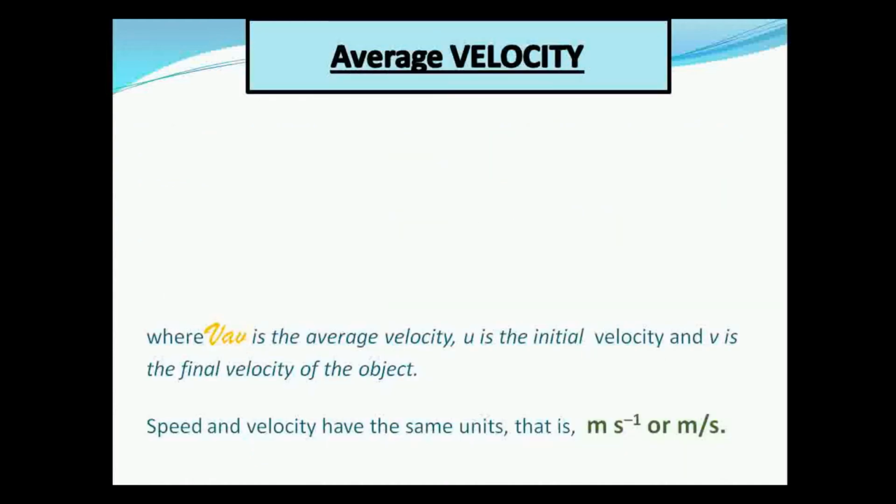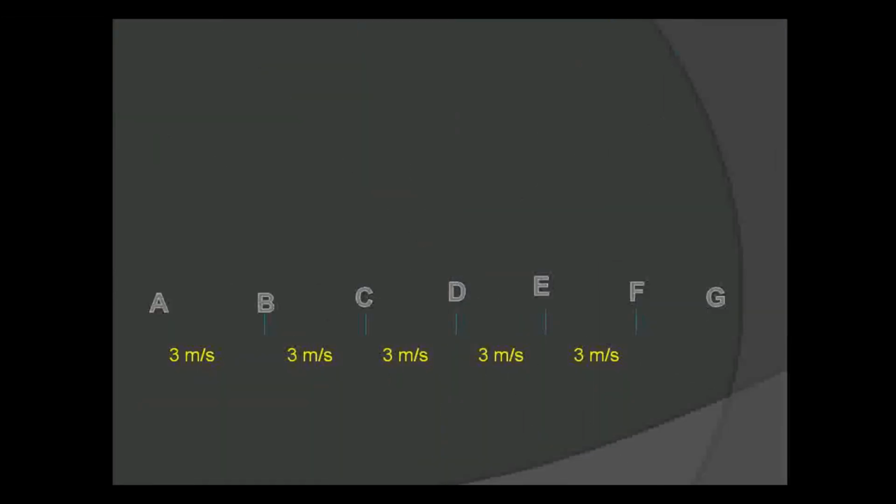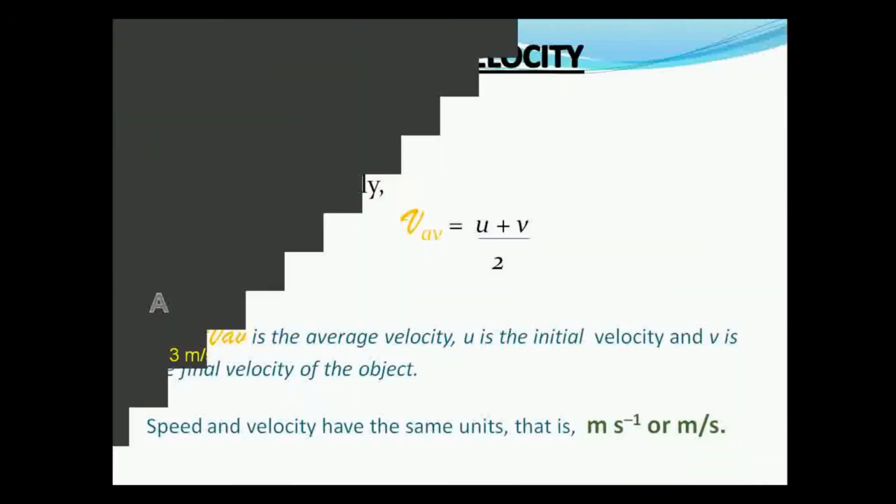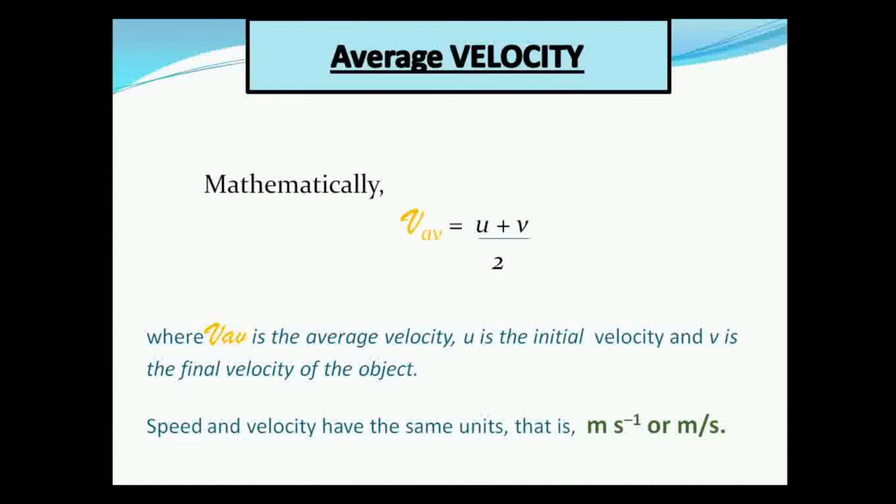Mathematically, v_av = (u + v)/2, where v_av is the average velocity, u is the initial velocity, and v is the final velocity of the object. Speed and velocity have the same units, that is meter per second or ms^-1. You can write in both ways and both are the right way to write the units of velocity and speed.